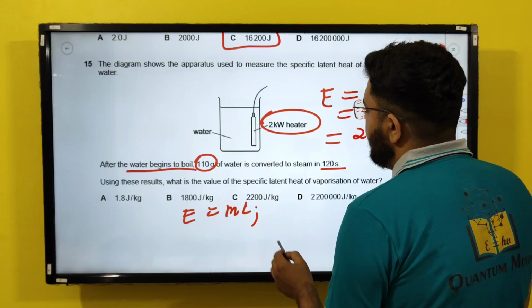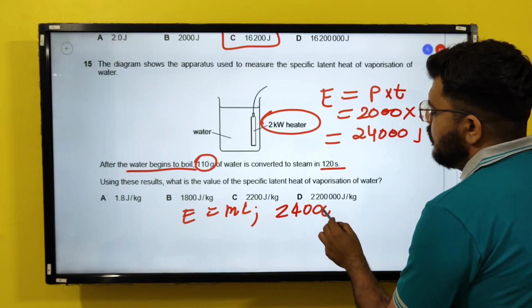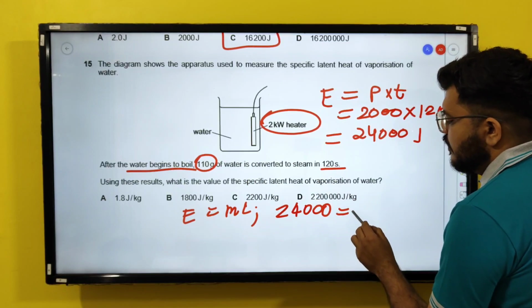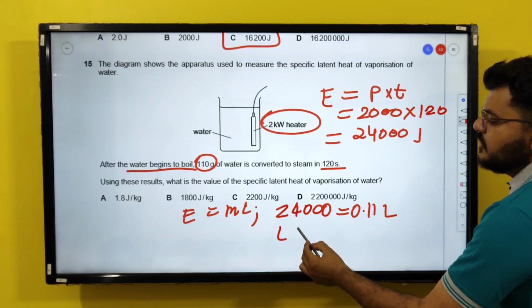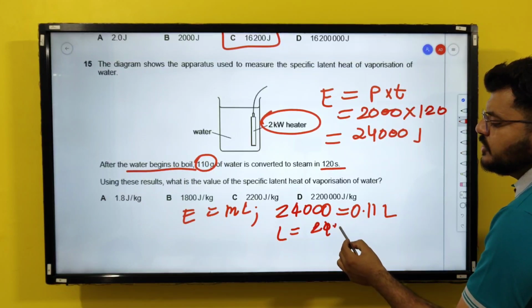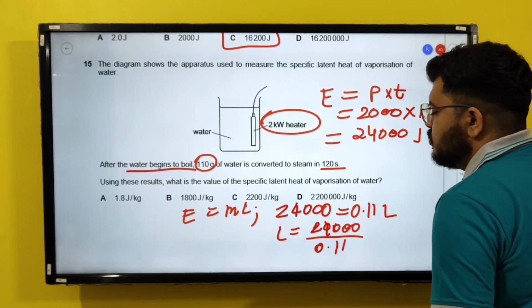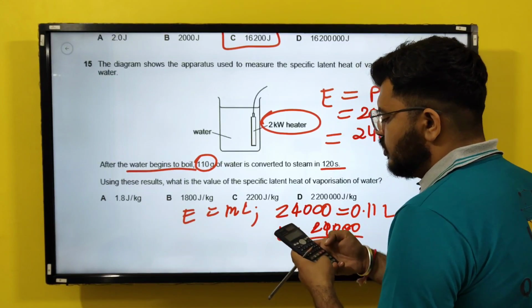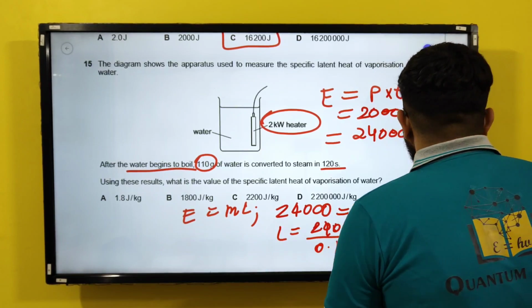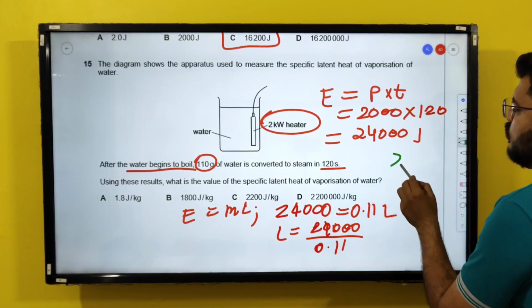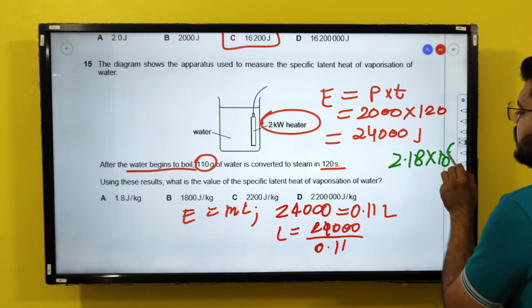So energy we already have as 24,000 and the mass must be taken in kilograms. So I will write 0.11 into L. So L must be equal to 24,000 upon 0.11. Let's do this in our calculator. So 24000 divided by 0.11, which will give me 2.18 into 10 to the power 6.